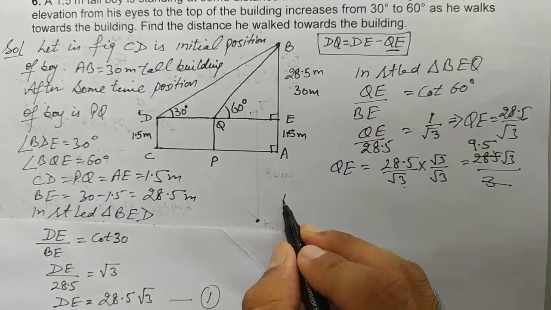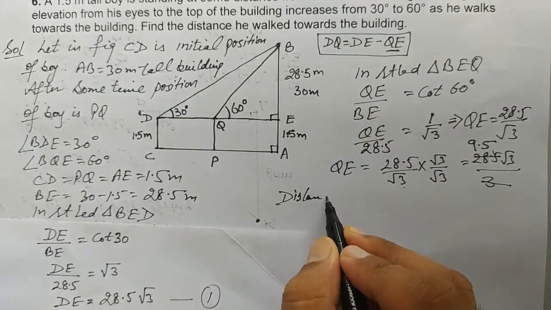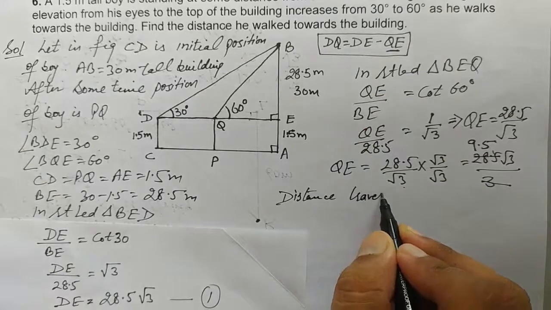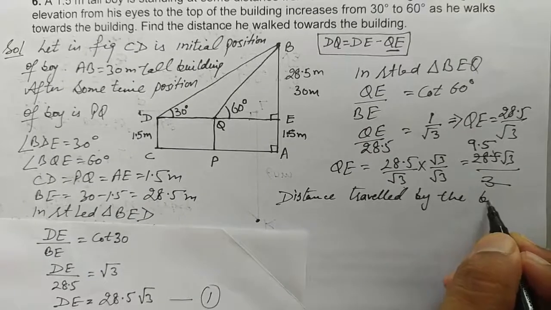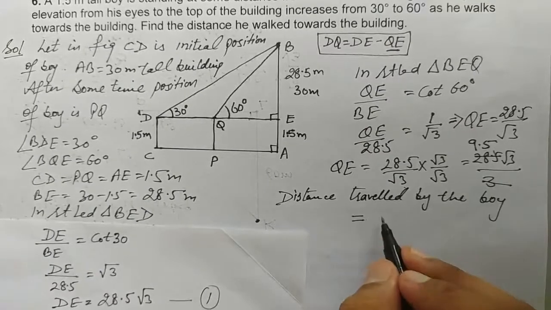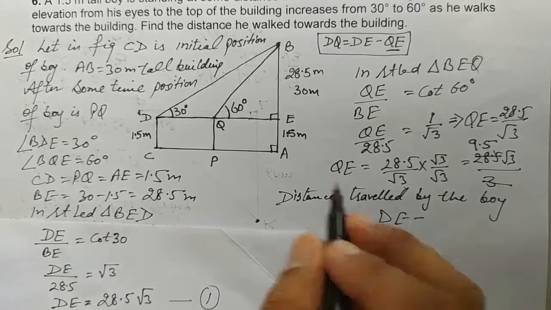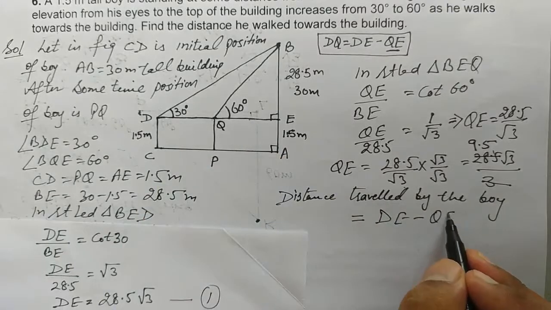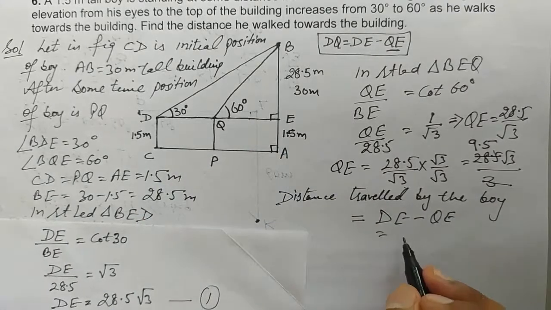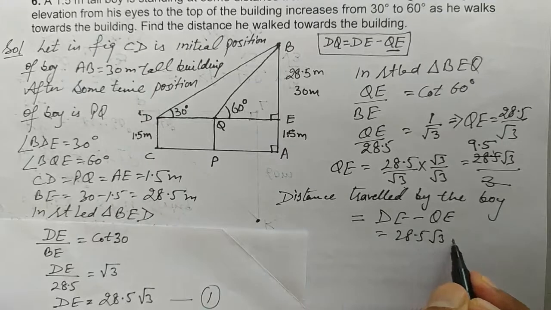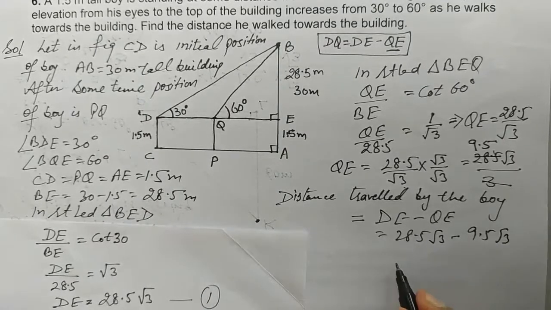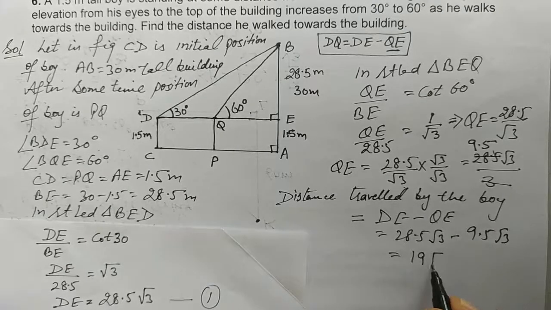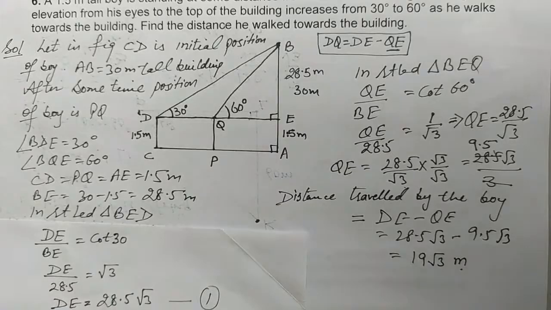Now we'll find out the value of DQ. So you can write, distance traveled by the boy is equal to DE minus QE, right? So DE is here 28.5 root 3 and QE is 9.5 root 3. So this is 28.5 minus 9.5, which is 19 root 3 meters. So the distance traveled by the boy is 19 root 3.